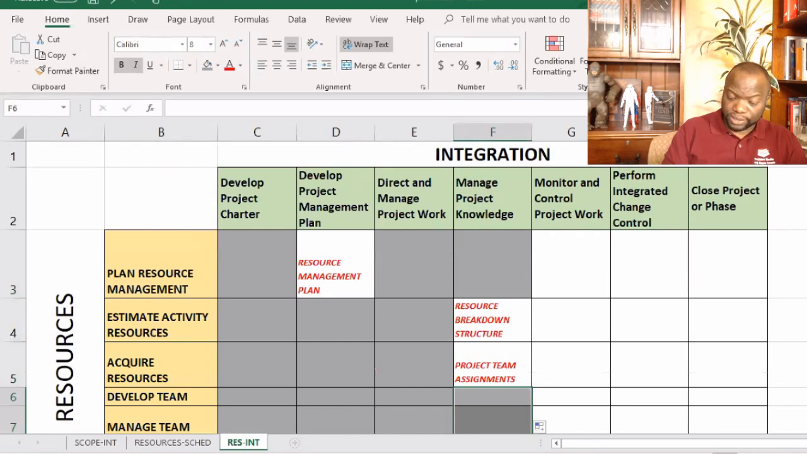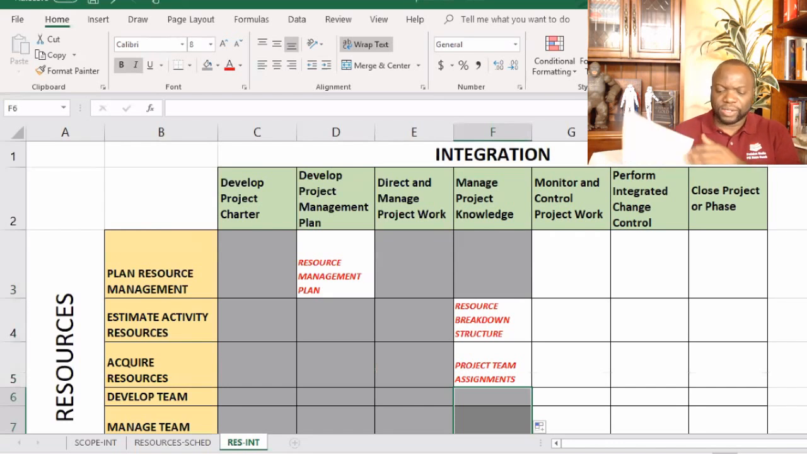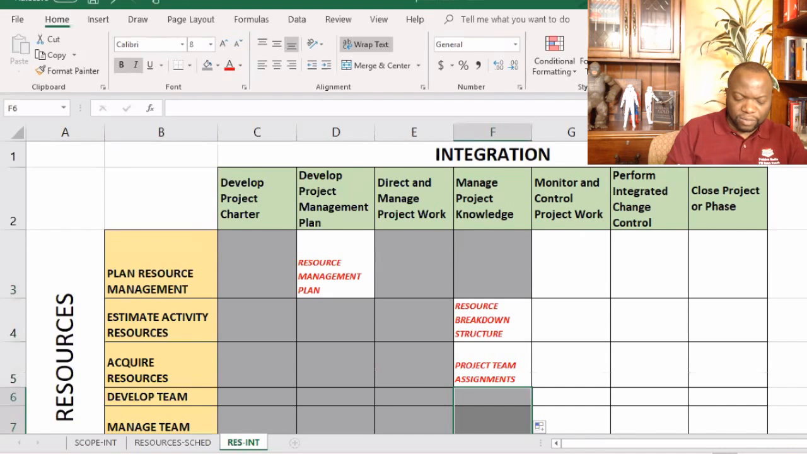BOEs, basis of estimates. Now do remember you do have bases of estimates from various processes, but let's hone in and find out which BOE is being spoken about here. Did I just jump? I'm sorry, I just jumped. I got all excited and went to perform integrated change control. Okay, hold on to that thought. Let's go back to monitor and control project work. All right, this is on page 105. Good. So, looking at page 105, let's see what we've got here.